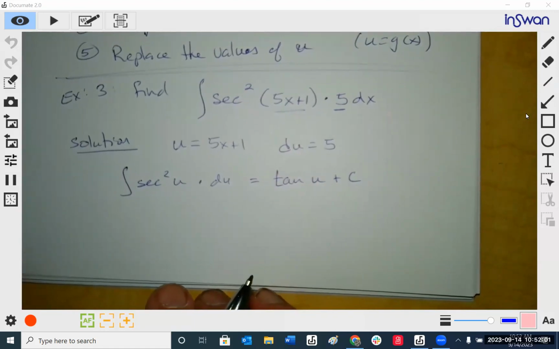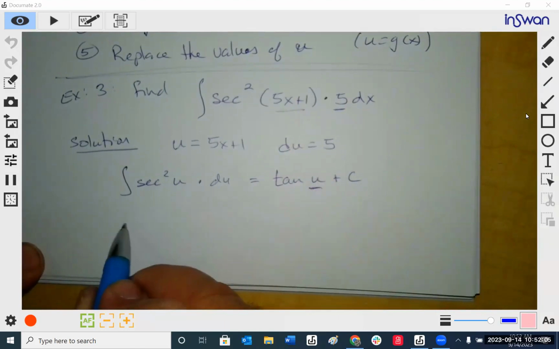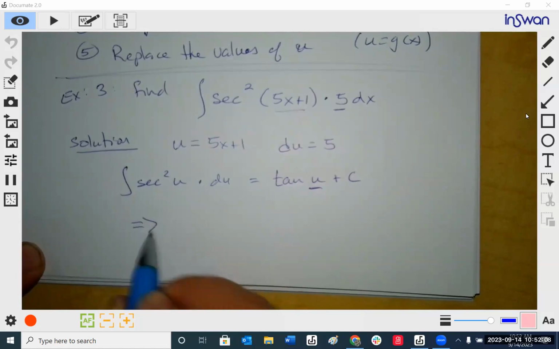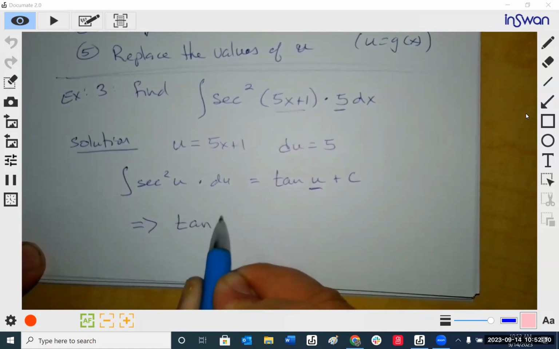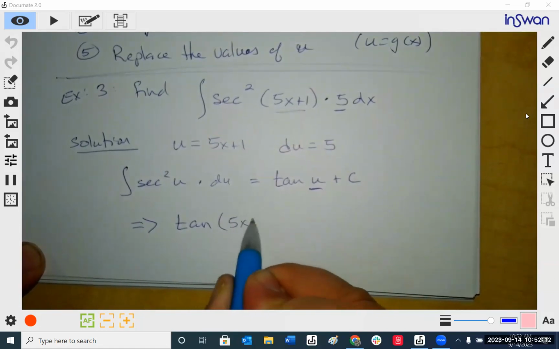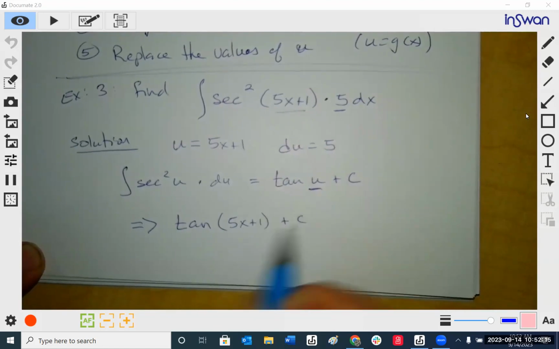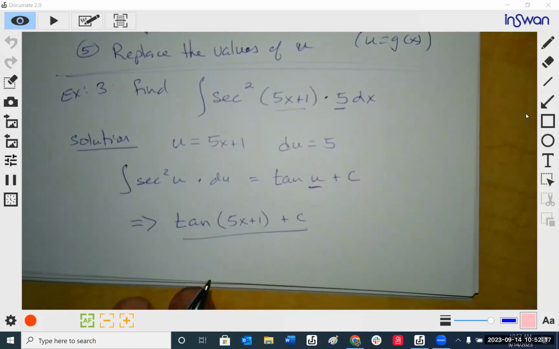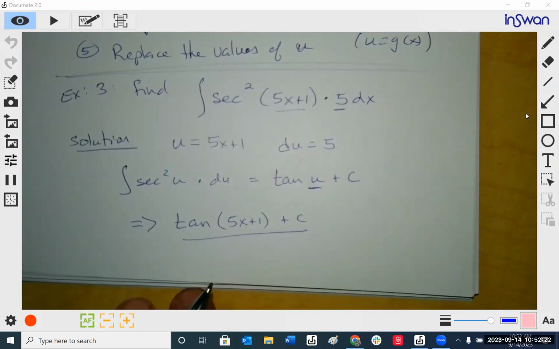That was step 4. Step 5 is replace u, so we get tangent of 5x plus 1, plus c. And here's your final answer. Pretty straightforward. I'm not gonna kid you, it can get tricky, but once you step back and look at those 5 steps, you should be able to get it.